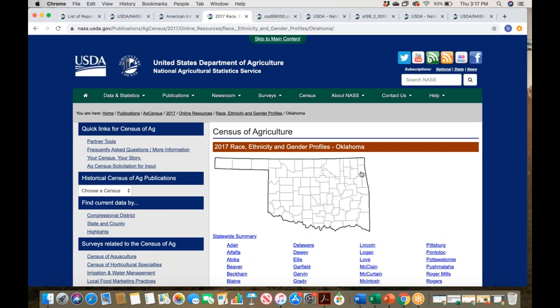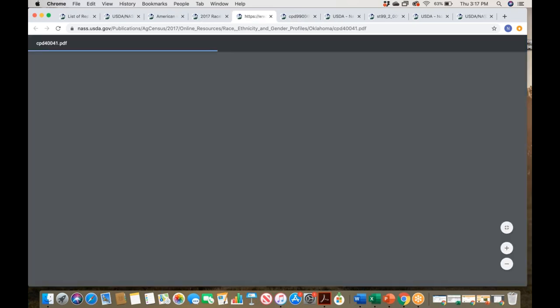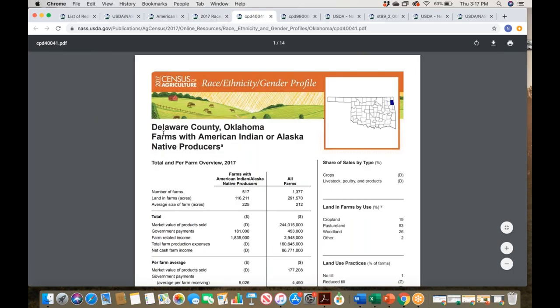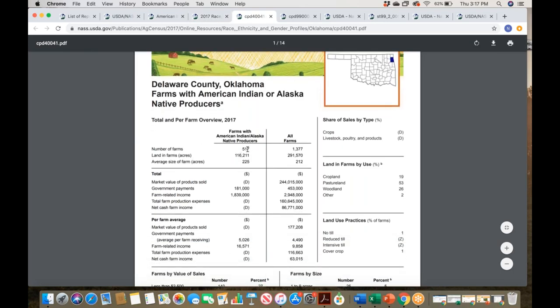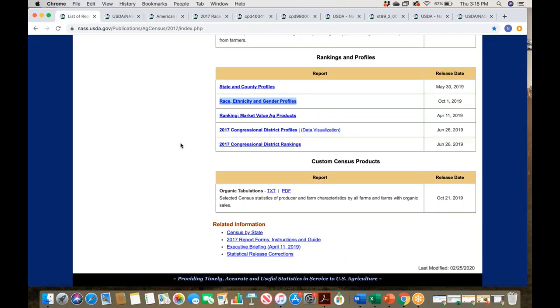You could drill into a specific county. I don't even know which one I picked. I'm sorry, my Oklahoma geography is not that strong, but I picked Delaware. So we can see that there are 517 farms with American Indian Alaska Native producers in Delaware County, Oklahoma. You can try this on your own.